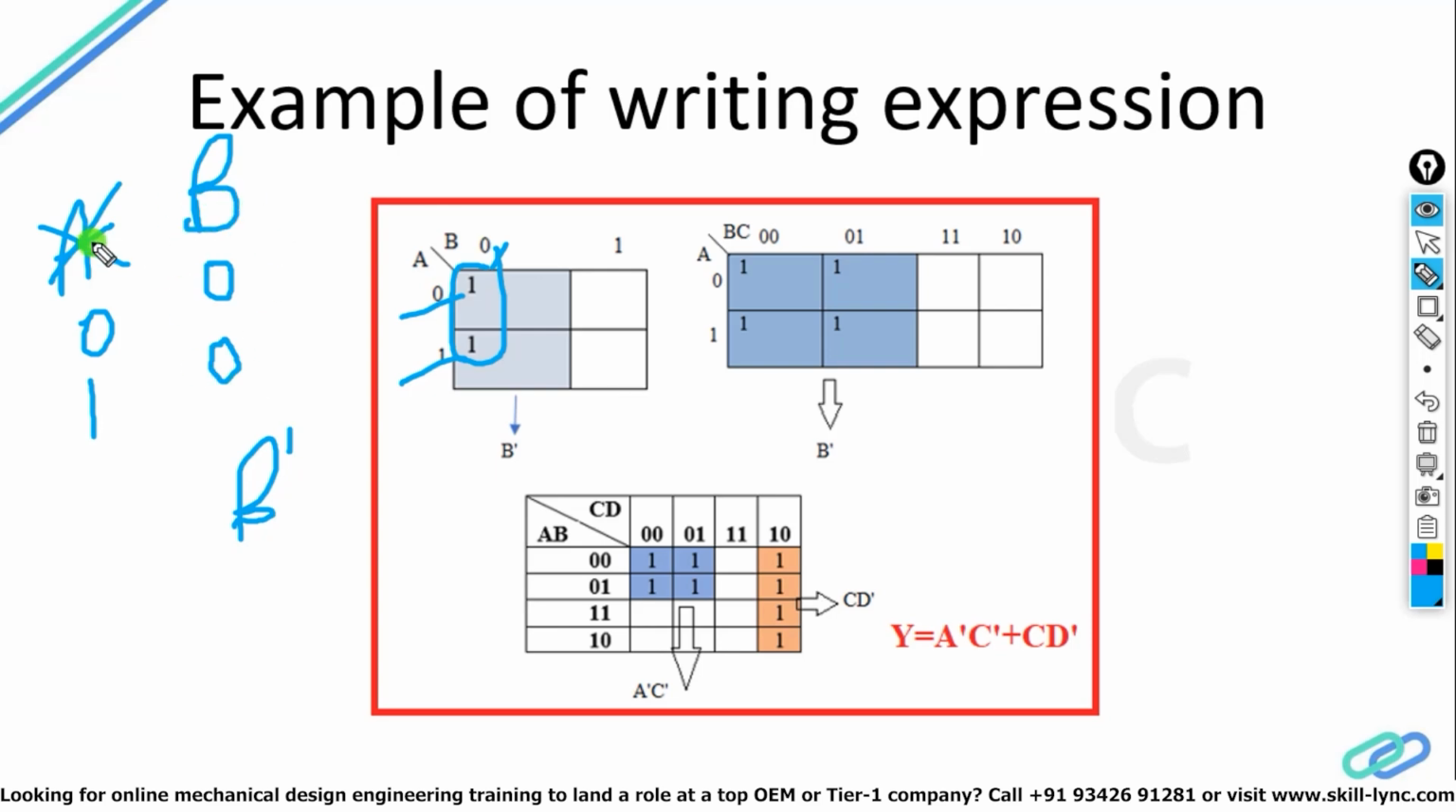Why am I taking B, why am I not taking A? Because in B, both this 0 and this 0 correspond to B. That's why B bar. But in the other case, this 0 corresponds to A, this 1 corresponds to A, meaning nothing is in common. But when both zeros correspond to one variable, then it is a common term, and you can take it as B bar. Okay. By chance, instead of this 0, if both are 1, then the answer will be B.